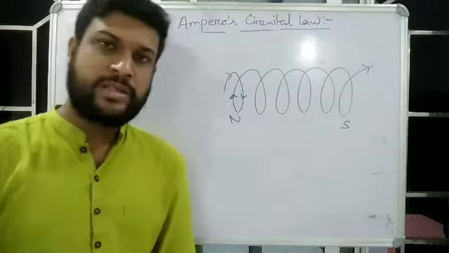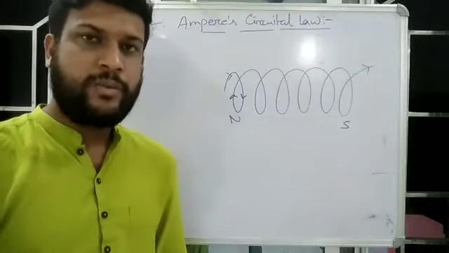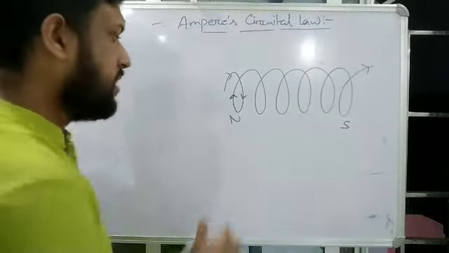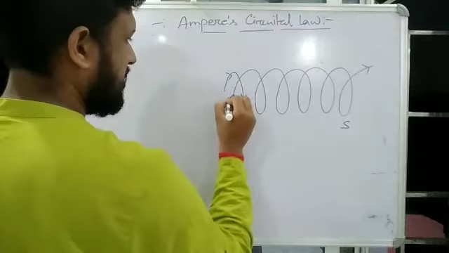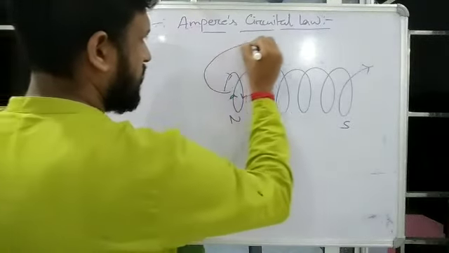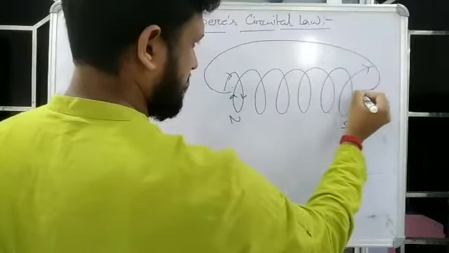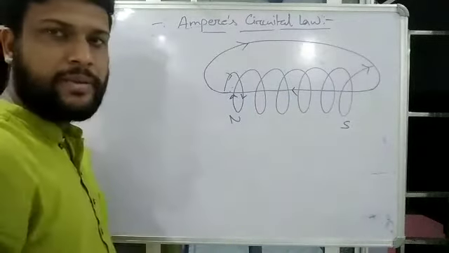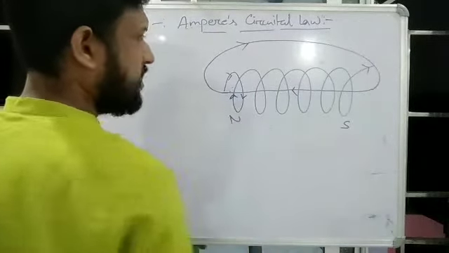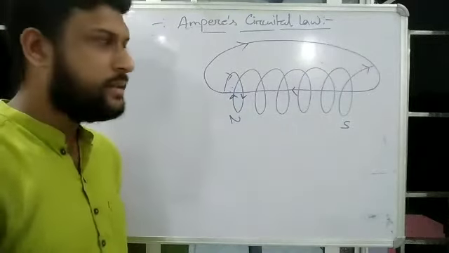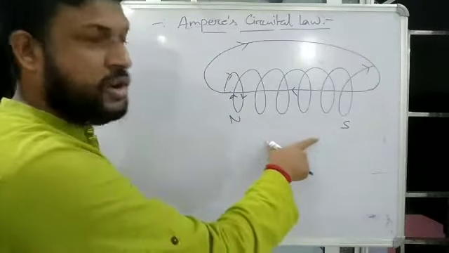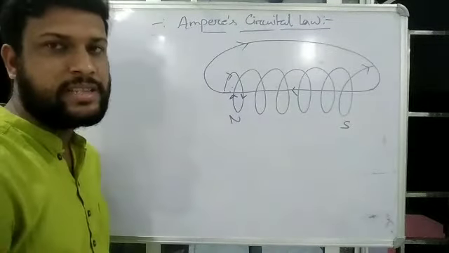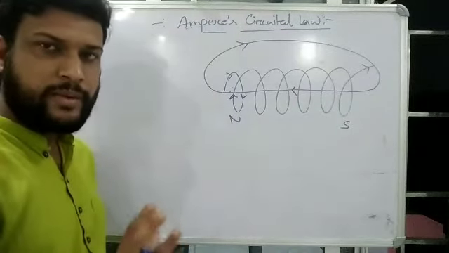Now we will move towards applying Ampere's circuital law for finding the magnetic field inside the solenoid, on the axis, meaning inside the solenoid. So if I draw the magnetic field lines, they will look like this. I am just drawing one line for your convenience. So see, inside the solenoid, the field lines are directed from south to north. Okay. Is it clear, everyone?